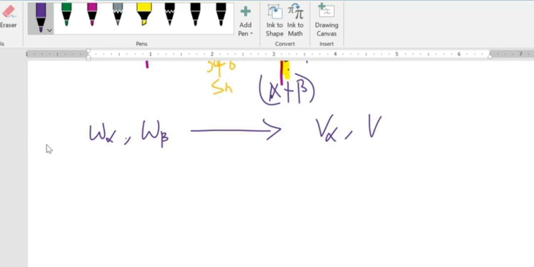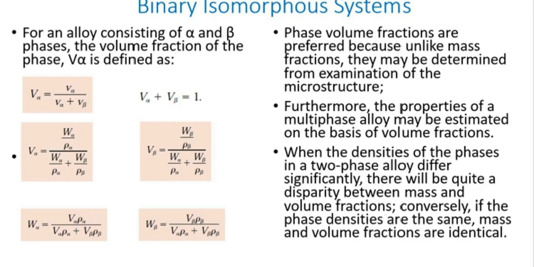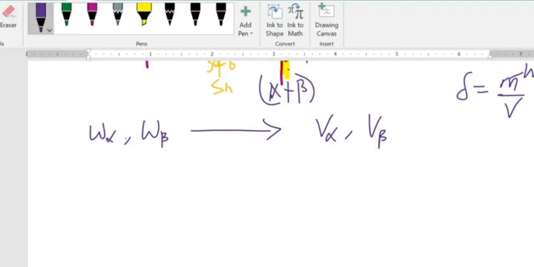You are asked to determine volume. Remember that density is equal to mass over volume. Mass is representing weight. So whenever you have your answers in weight and you want to convert to volume, you use this way. So your volume of alpha is going to be equal to what?